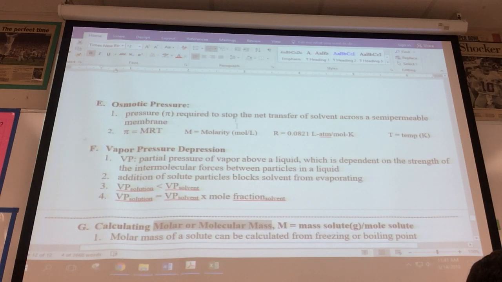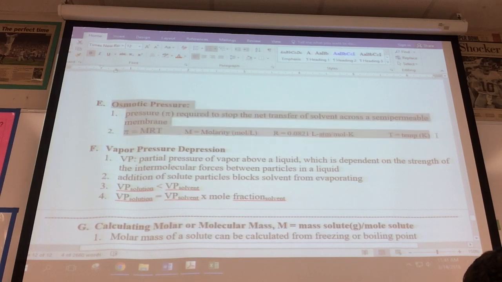These are just two other colligative properties. For those of you who want to give it a shot, I'd be happy to show it to you. Osmotic pressure is assessed in AP Bio, so if you're moving in that direction next year, it might be a good jump start for you, and I'd be happy to show that to you.